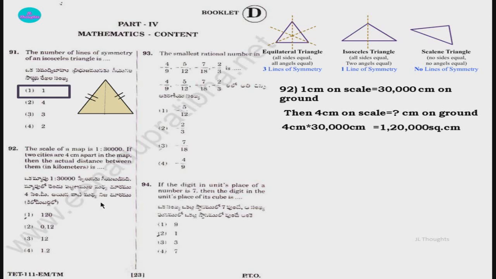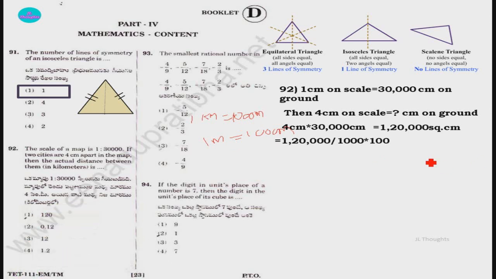But they asked for us in kilometers. So we all know that 1 kilometer is equal to how much? 1 kilometer is equal to 1000 meters, and 1 meter is equal to how much? 1 meter is equal to 100 centimeters. So now to convert this centimeters to kilometers, what we have to do? We have to divide by 1000 into 100. So that is 1,20,000 divided by 1000 into 100.